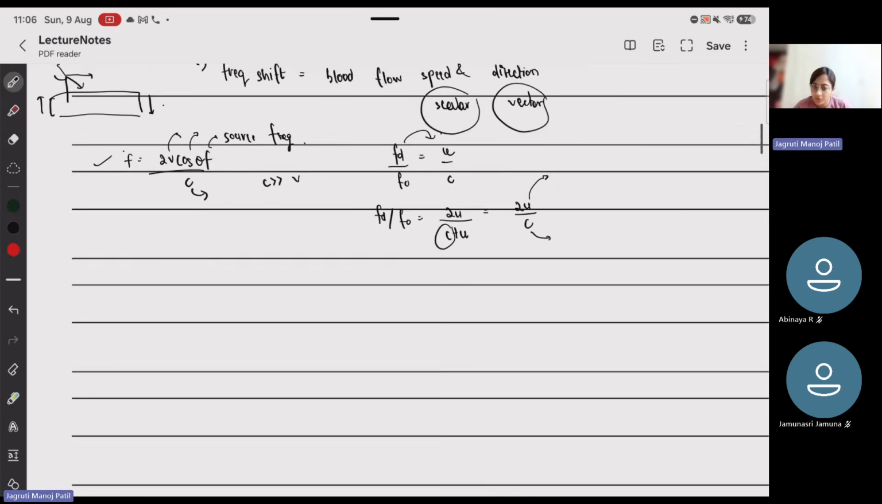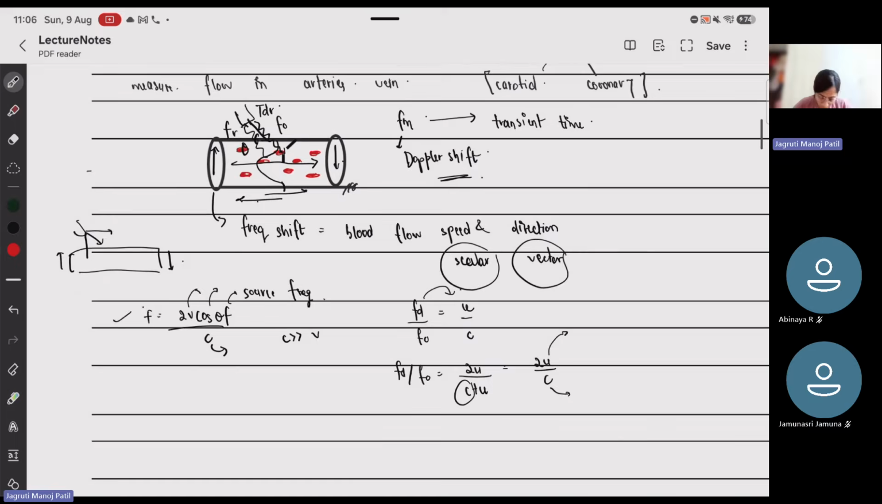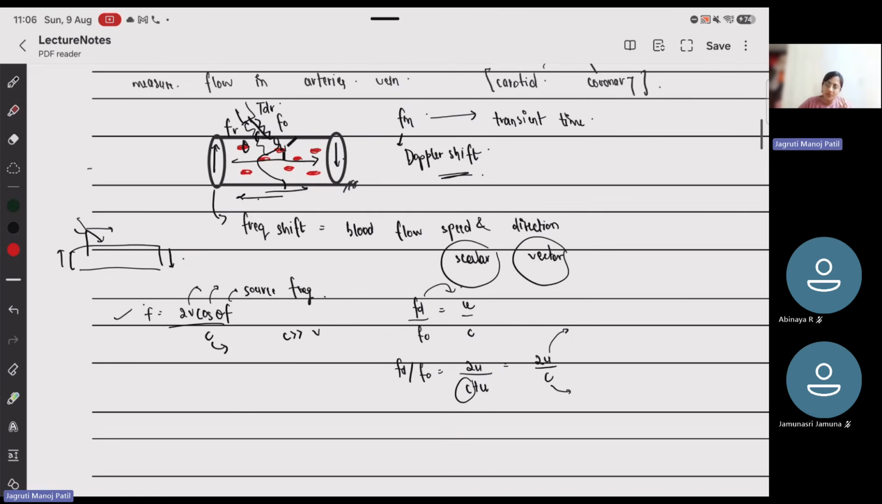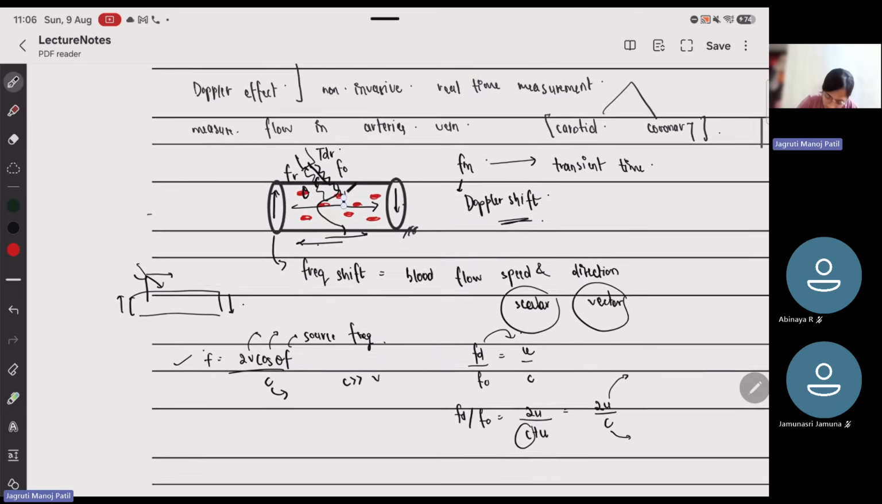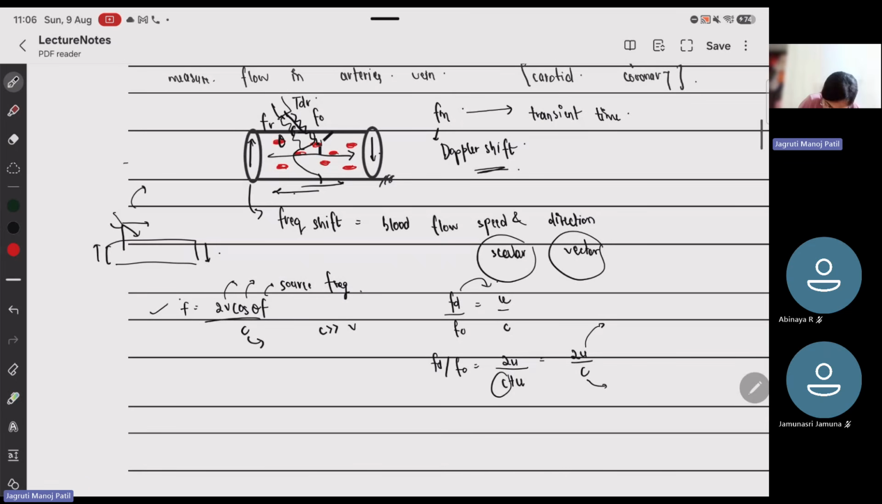And then, what should be done in this case? Or what are the problems or hurdles you face? Okay, so this angle estimation, this theta, how much your transducer is tilted from the vessel that you're trying to measure, you need a precise measurement for it. And for it, instruments known as goniometers.